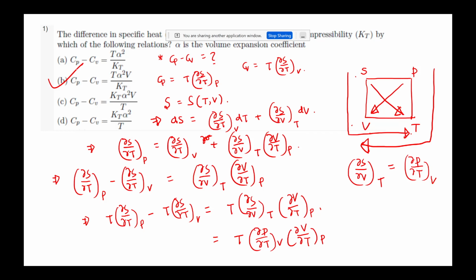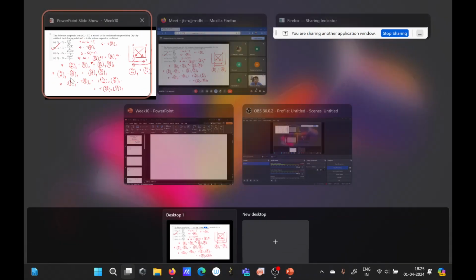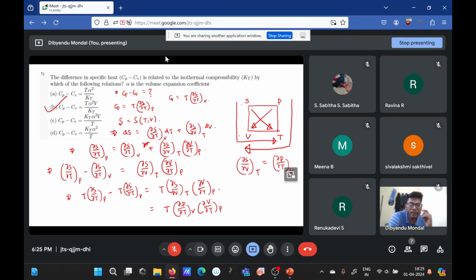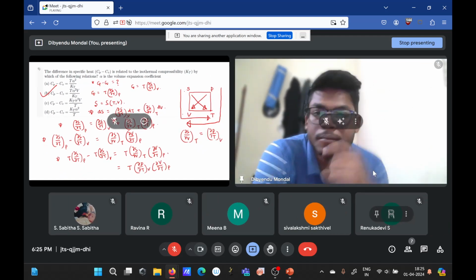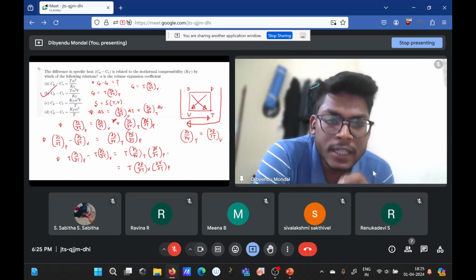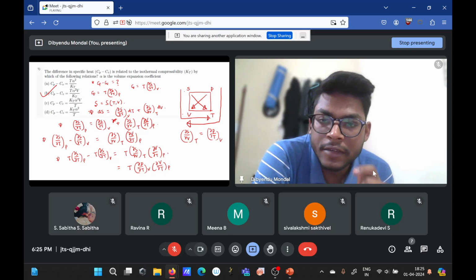I want you guys to be familiar with this convention, so I will talk about this again. In this problem, we are asked to find the expression for Cp minus Cv. Now we know that Cp is T times del S del T at constant P, and Cv is T times del S del T at constant V.